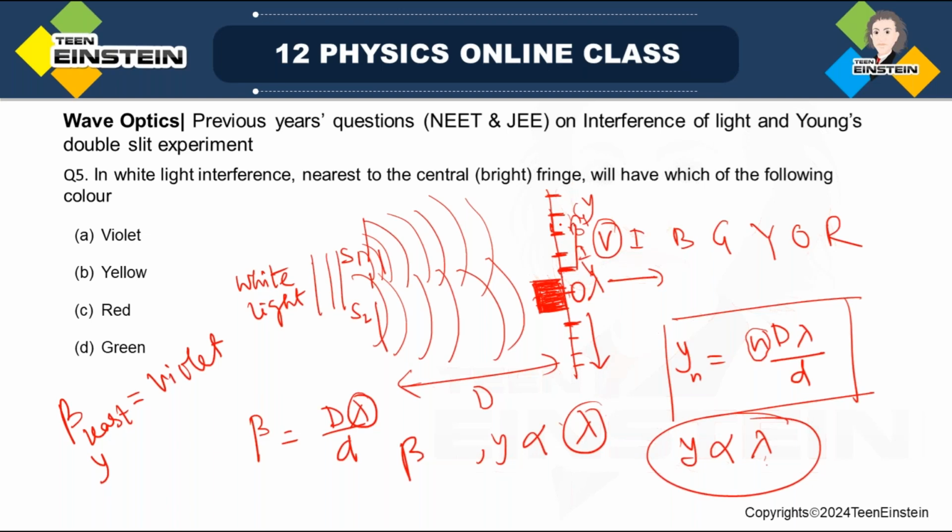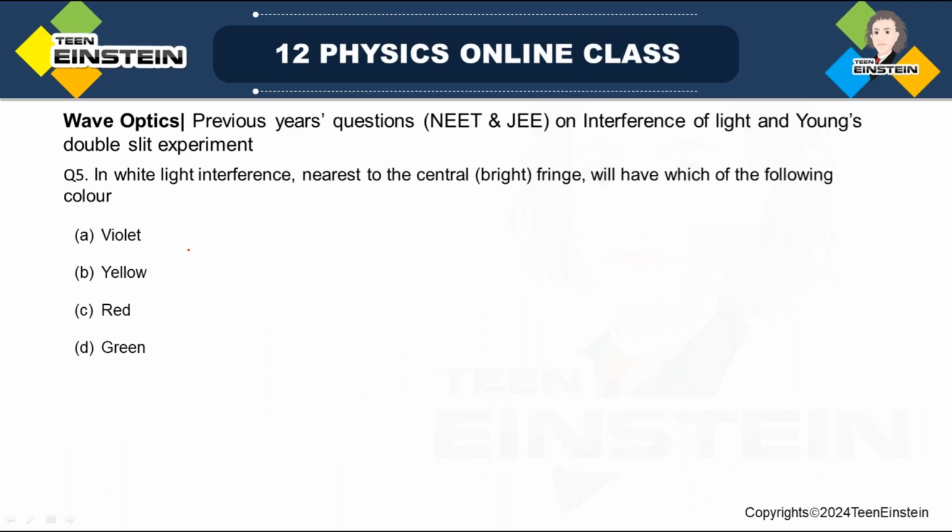Their position will be like red will have highest wavelength, so red will be at the farthest point. Okay, farthest positions from the central bright fringe. So what is my answer then? In white light interference, the nearest to the central bright fringe will have which of the following color? It must be violet. Nearest, it is said. Okay.